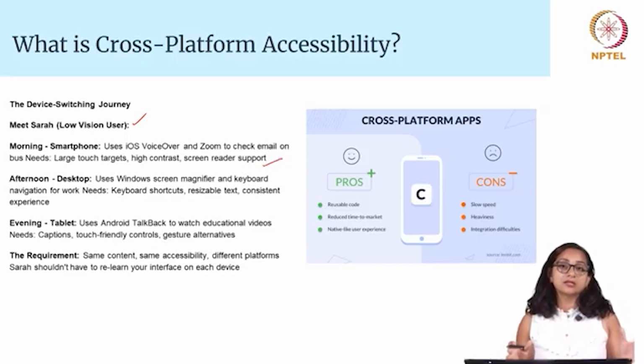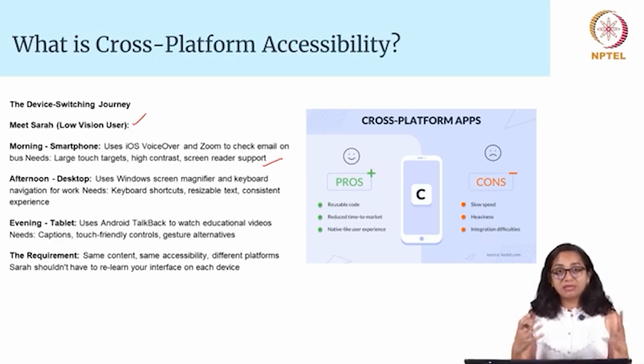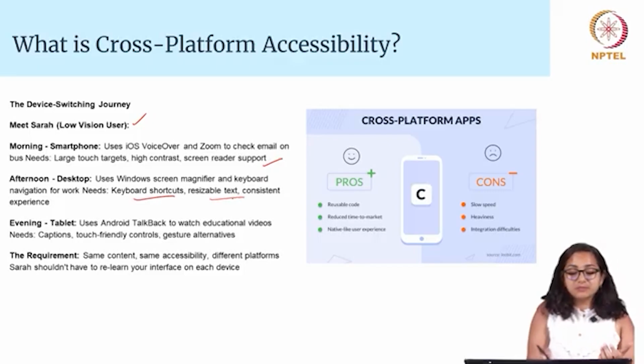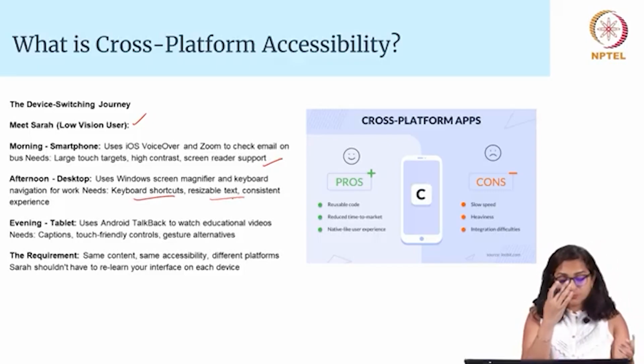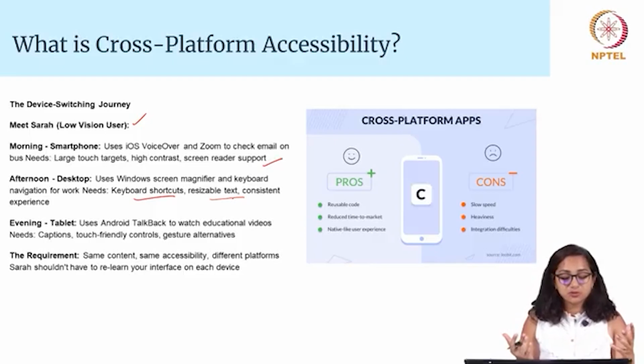Afternoon, she's largely working in her office space, uses Windows, screen magnifier, and keyboard navigation for work needs, and then the accessibility needs are keyboard shortcuts, resizable text, and a consistent experience with the smartphone. In the evening, she's back home, uses her tablet, maybe lying on her sofa, and uses Android TalkBack to watch educational videos, so captions, touch-friendly controls, gestures, alternatives, etc.